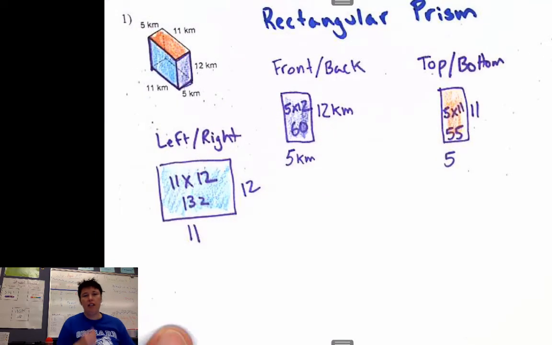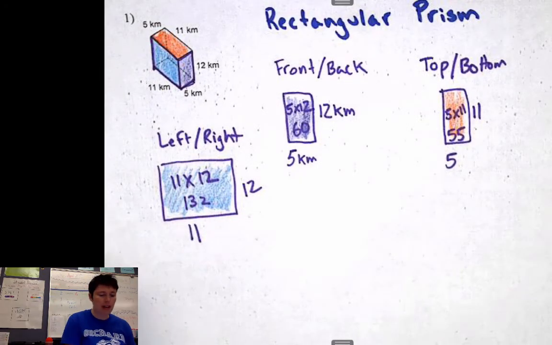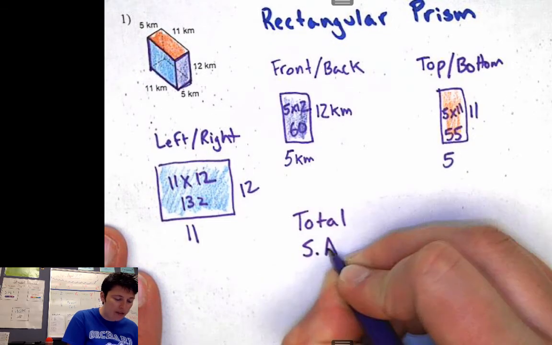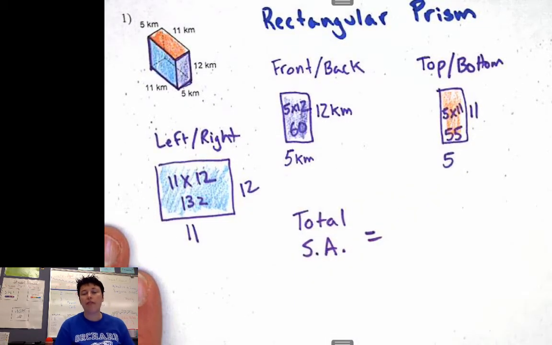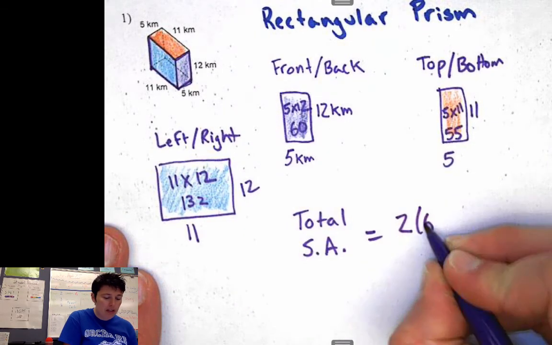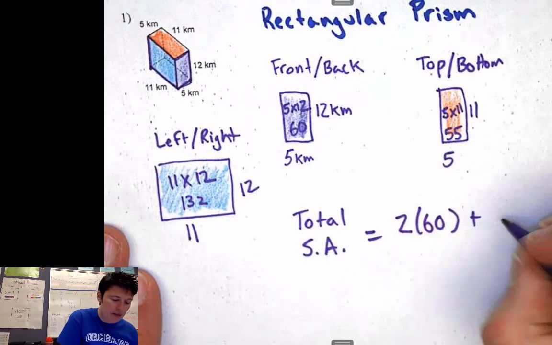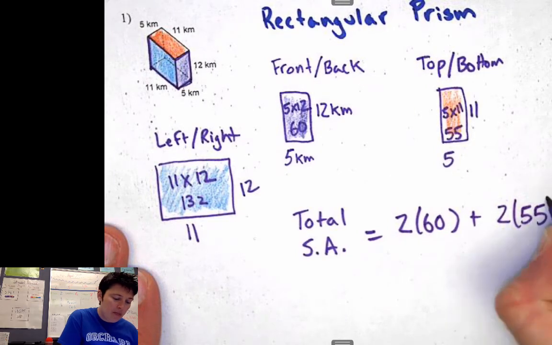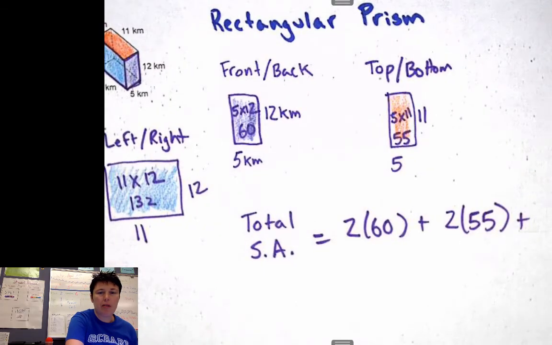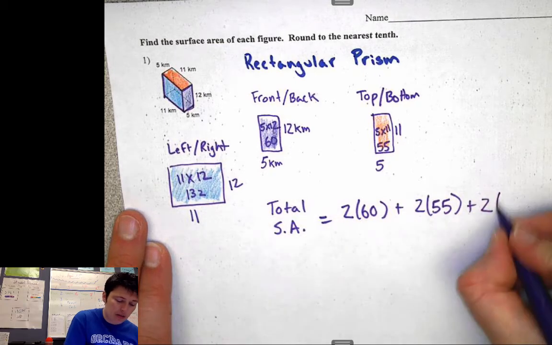And then I'm almost done. I've done all my different faces. Now I just got to add this up for total surface area. So I'm going to write total surface area, total SA for surface area. I'm going to add up the front and the back. Now the front and the back was 60. So there's 2 of the 60s. Plus I'm going to add up the top and the bottom. So there were 2 of the 55s. Plus I'm going to add up the left and the right here. And I'll scoot over so you can see my work a little bit better. So I have to add up 2 of the 132s.